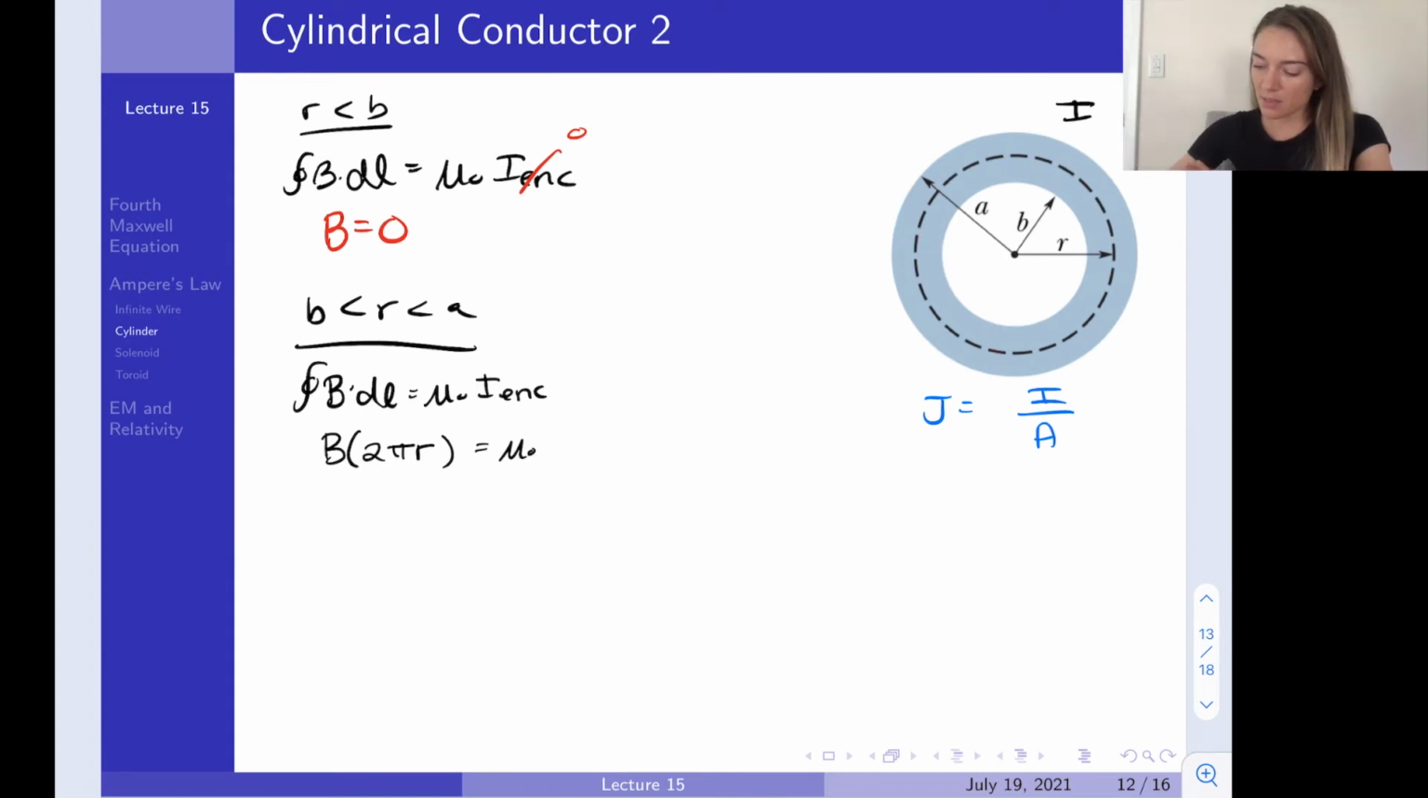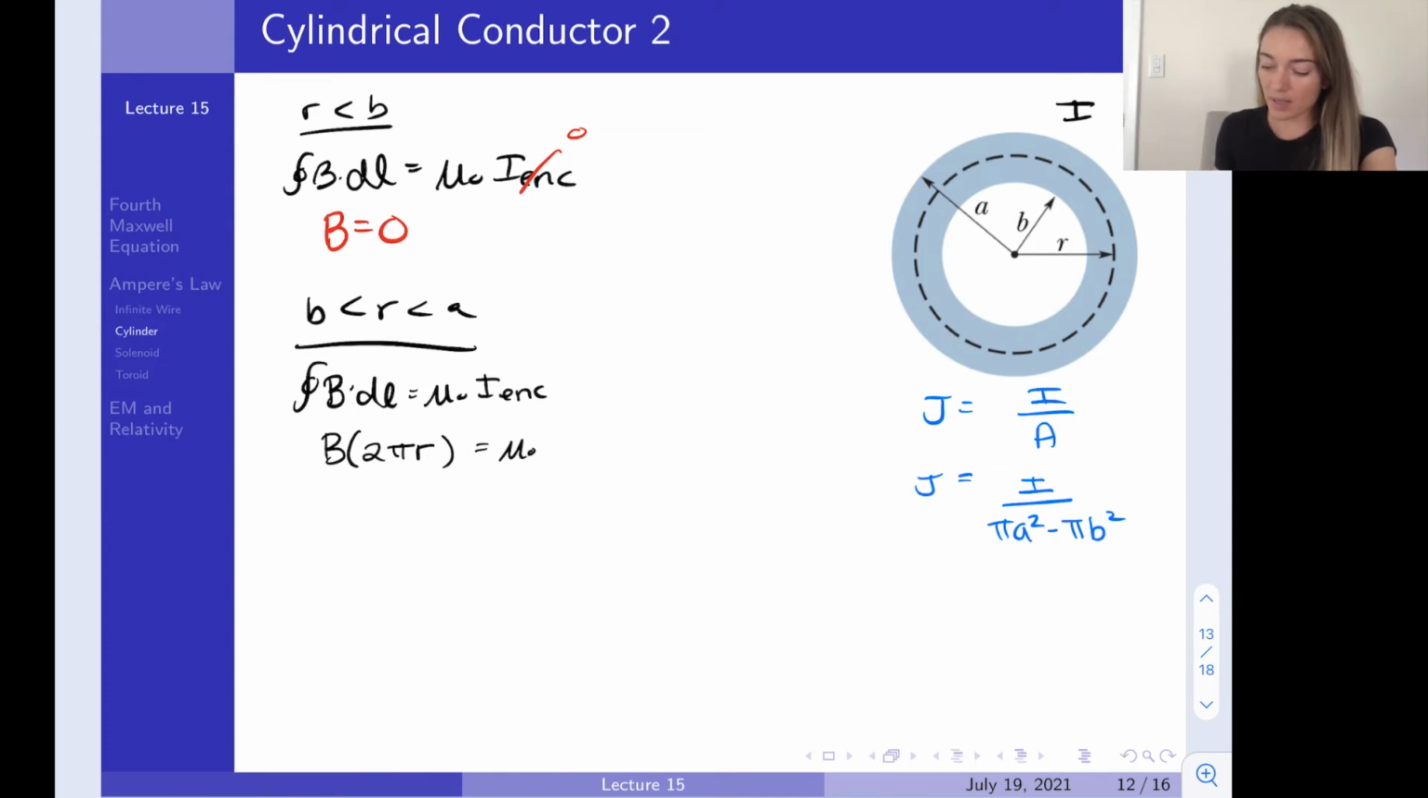Well, it's just going to be the area of this outer circle minus the area that's cut away. So the area here is going to be pi a squared minus pi b squared. And that will just give us this area here that's making up that donut portion of the cylinder. So this is our current density.